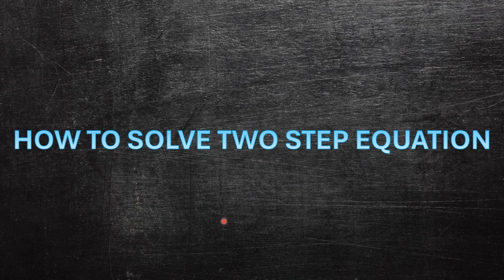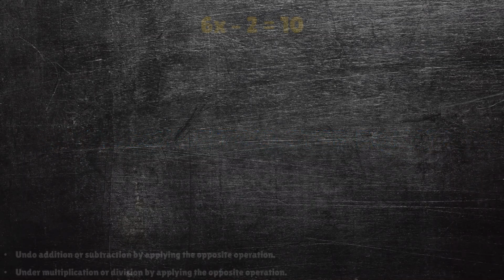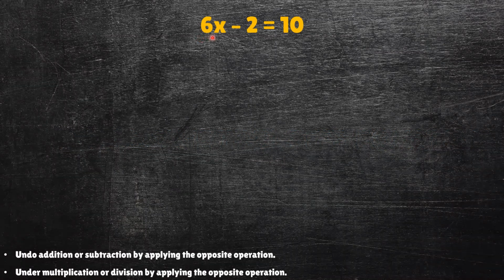Today we're going to learn how to solve two-step equations. By the end of this video, you will be able to solve them easily. Let's get started. Example number 1. 6x minus 2 equals 10.